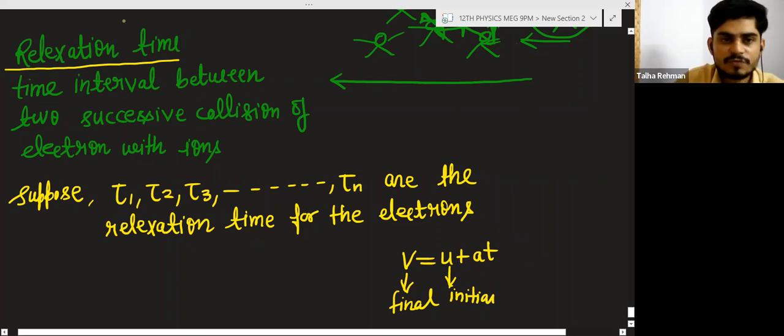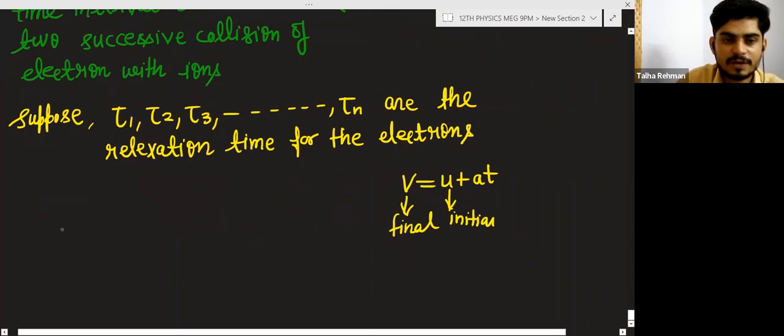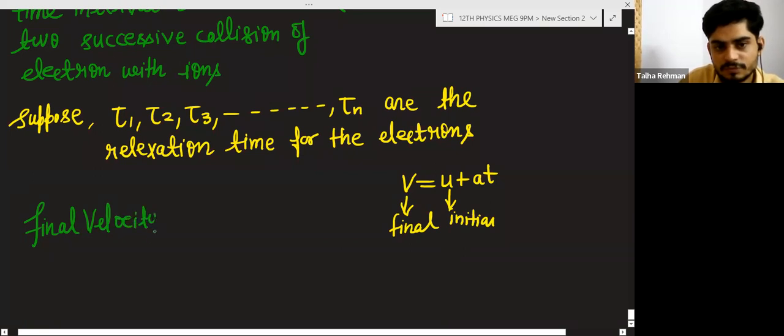V is the final velocity, u is the initial velocity, a is acceleration, and t is time. So if we want to find the final velocity of the electron after the collisions, the final velocity of electrons.